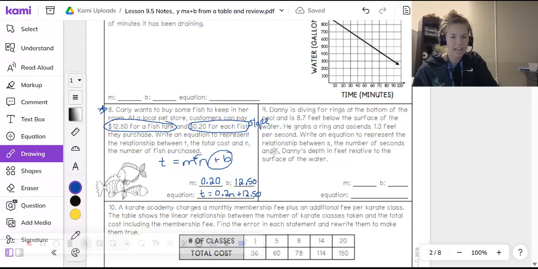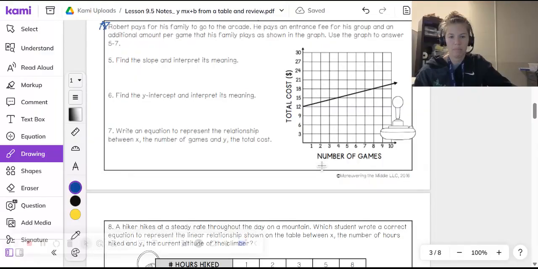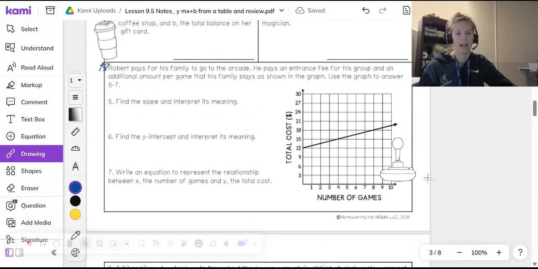Number 9 is very similar to that, so you can try that one on your own right there. And let's take a look at one more type of problem. This one has a graph involved with our contextual problem.